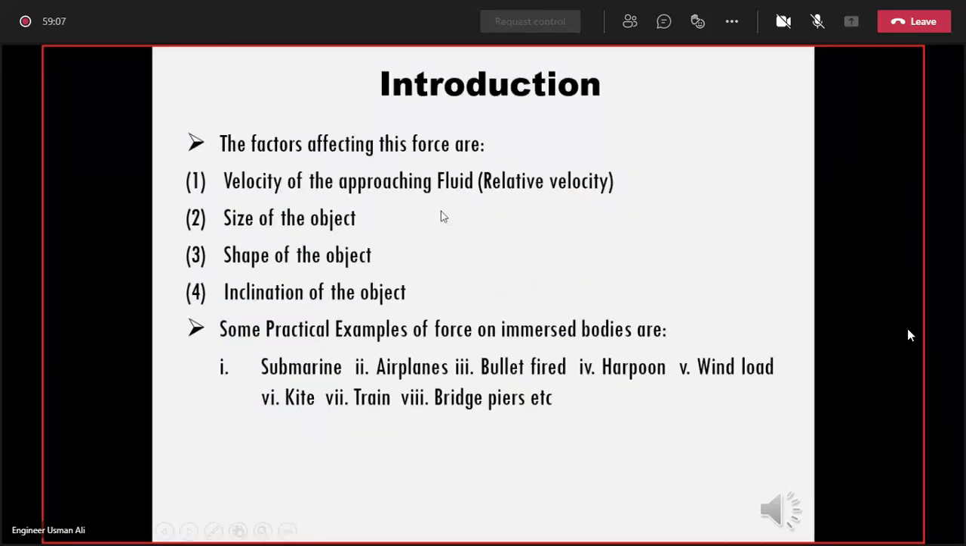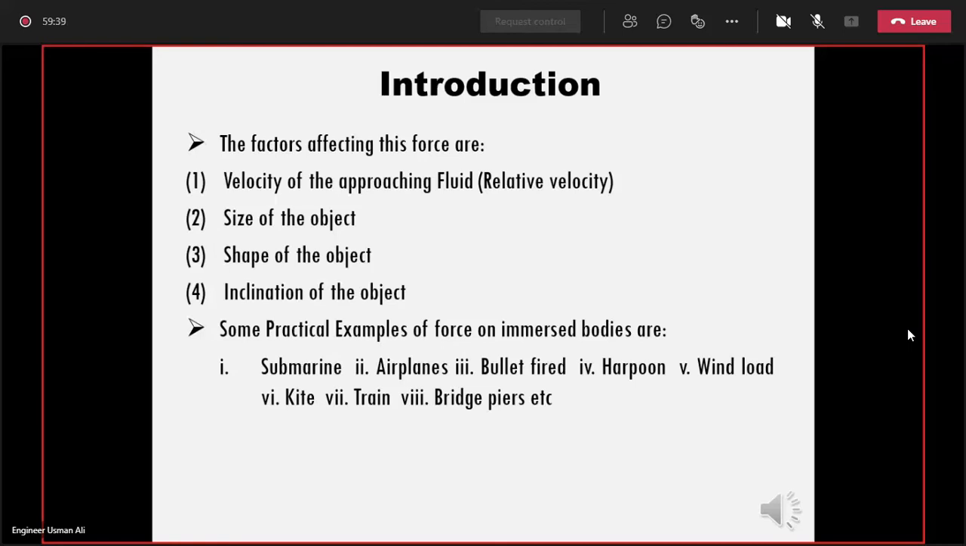What are the factors which affect the force of the fluid on the body? Number one, velocity of the approaching fluid. With an increase in the velocity, more force will be applied, which is called the relative velocity. Size of the object: the more the size of the object, accordingly more will be the force. Shape of the object will also have an effect on it. Inclination of the object, the angle of the object with respect to the x-axis, you can say.